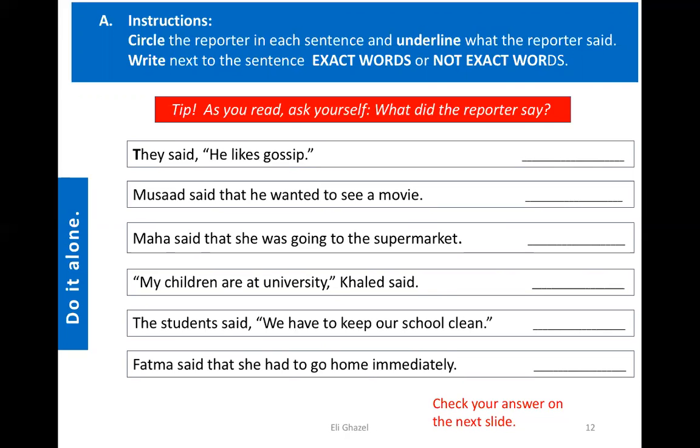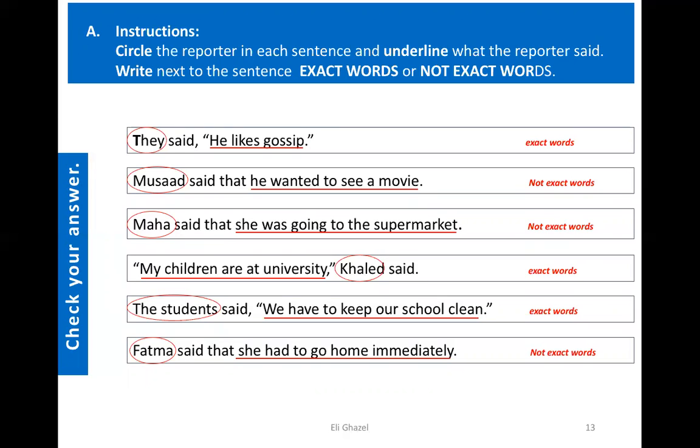So the first one, they said he likes gossip. We'll just show the answer, but in the student PowerPoint version, it can be done more slowly, and you can do it one step at a time. So here is what we've got. The reporter in each sentence, this is the reporter, and the exact words were, he likes gossip, so we said exact words. Musad said that he wanted to see the movie. Musad is the reporter. He wanted to see a movie, were not the exact words. Maha said that she was going to the supermarket. Maha is the reporter, that she was going to the supermarket, not exact words.